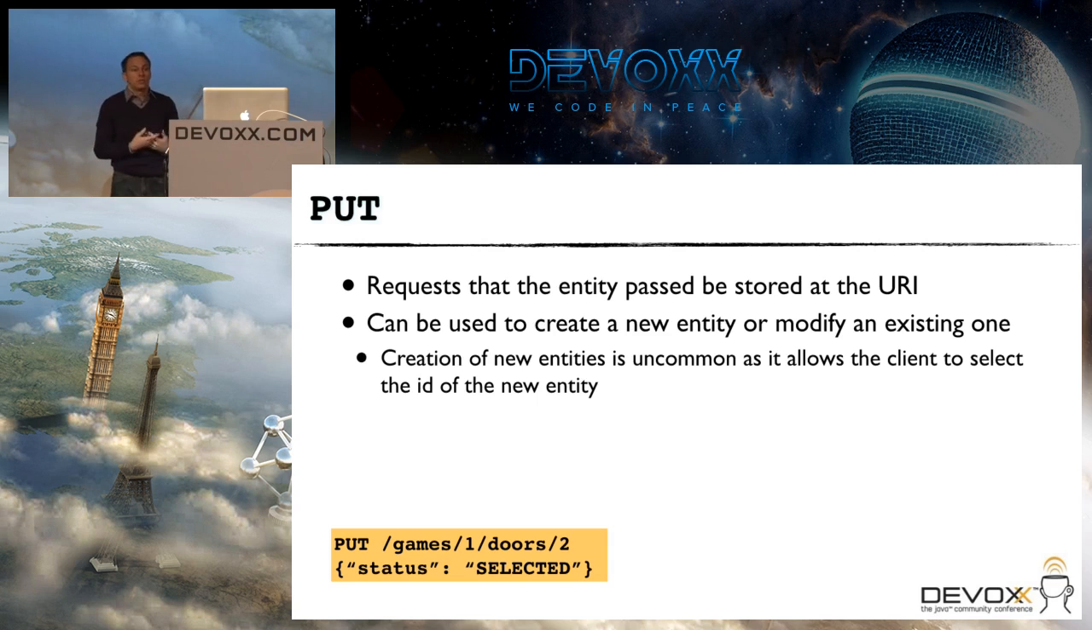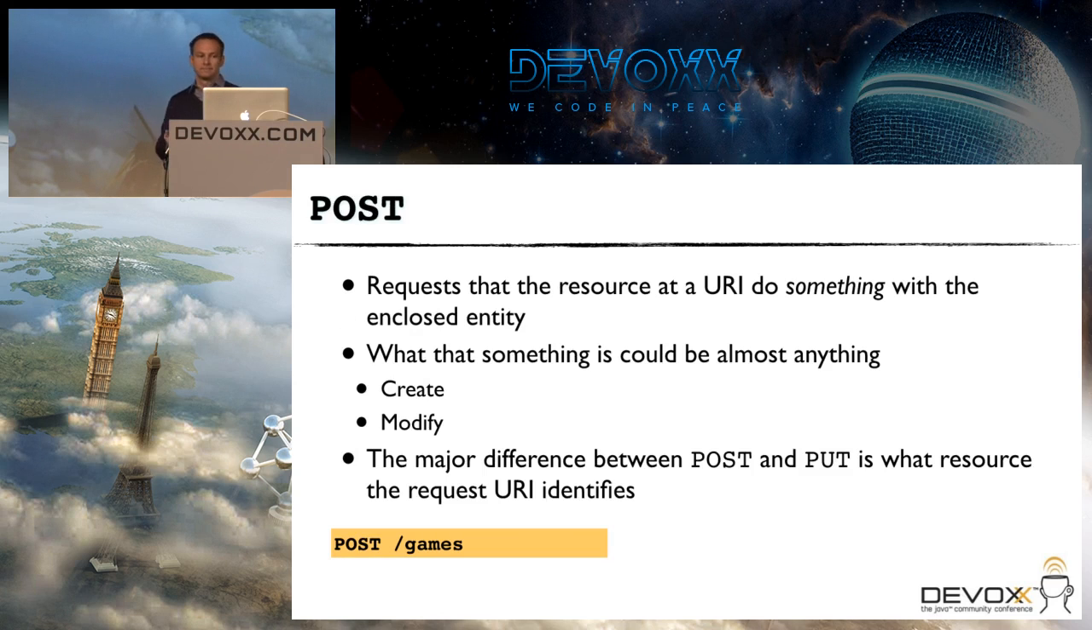PUT can actually be used to either create a new entity or modify an existing one. Creation is actually relatively rare, while possible, because it allows the caller to decide what the ID of the entity is going to be. You can imagine if /game/1/doors/2 didn't exist, and somebody called PUT, and now all of a sudden there's two. Is that really what you want to happen, or do you rather want to tell it, create me a door and tell me what that door is going to be? So, PUT basically says a resource should look like this.